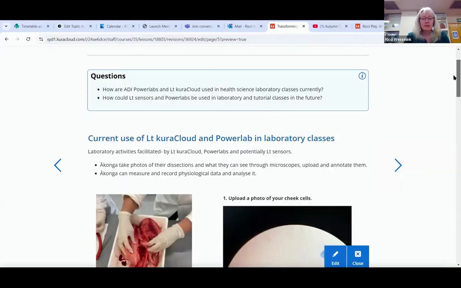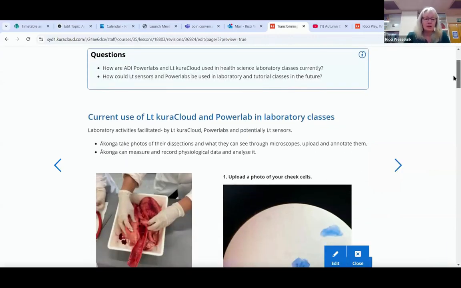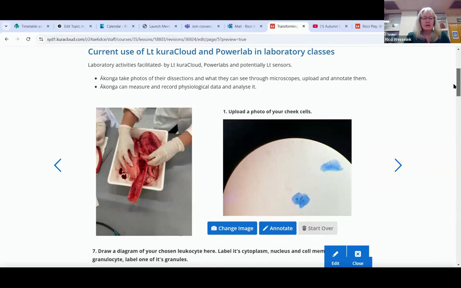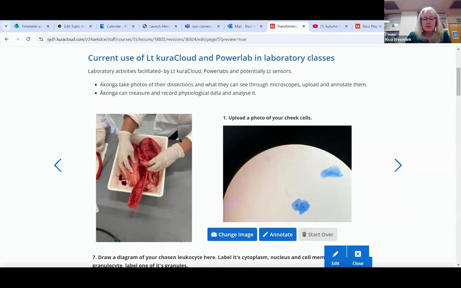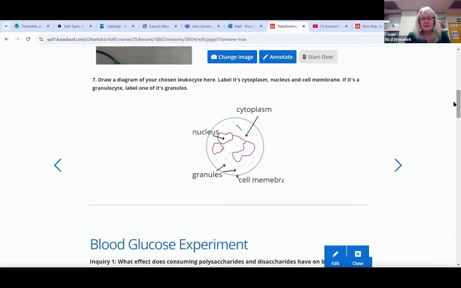Right, in terms of laboratory classes, we use our labs and Kura Cloud in our health science labs. Some of the things that we do with this is it allows the students to take photos of their experiments. So here we've got all their experiences. Here we've got a lung dissection, and this person has decided to take a photo of the lung dissection. They can upload it into LT so that they've got a record for later. Or if we're using the microscope, they can take photos of their own cheek cells and annotate them if they'd like to. Down here, this student has done a drawing of some of the blood cells that they've seen and labelled it. So LT facilitates all of that.